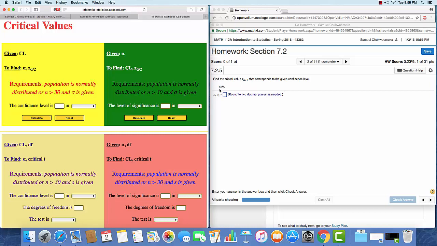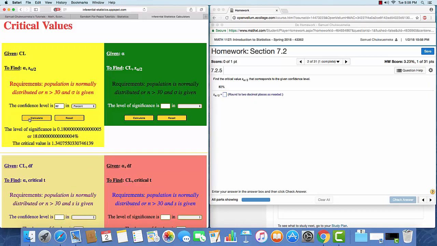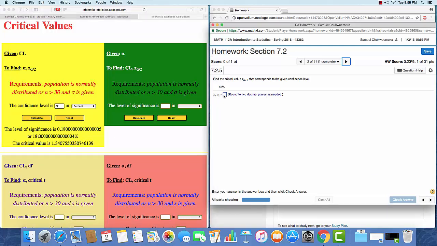So the confidence level is 82%. So you look for the one that you're given. In this case, you're given the confidence level, which is 82%. You write 82 and you put percent, and you just press calculate. So the critical value here is 1.34. That's the answer, 1.34. Enter. All right.